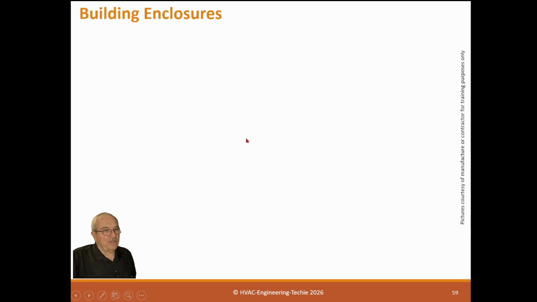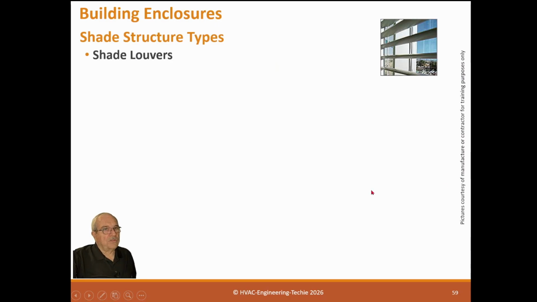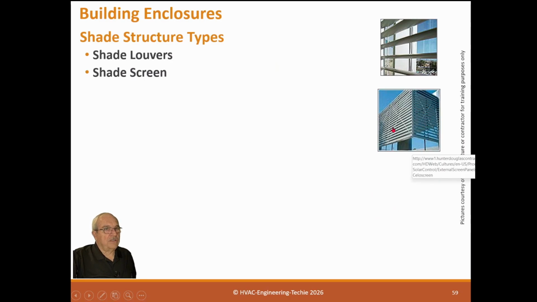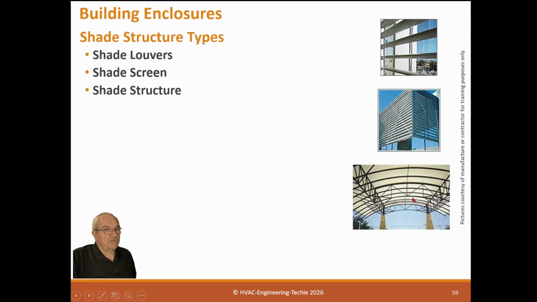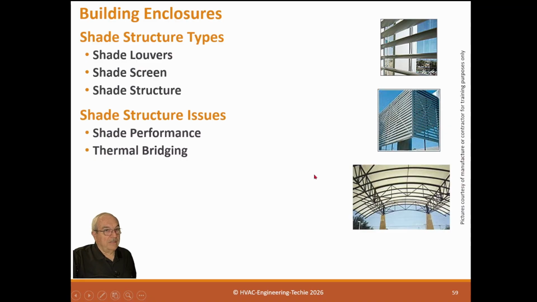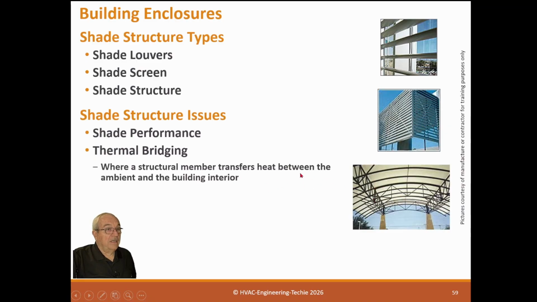So, shade and security structures. Shade louvers can shade an area like a glass window or something. Shade screens also shade an area, but they're permanent screens. These can be motorized, so they can change. Shade structures in general just shade a structure. Shade structure issues are shading performance and thermal bridging, in case the structures are designed to go through the wall or something. Thermal bridging is where a structural member transfers heat between the ambient and the building interior.